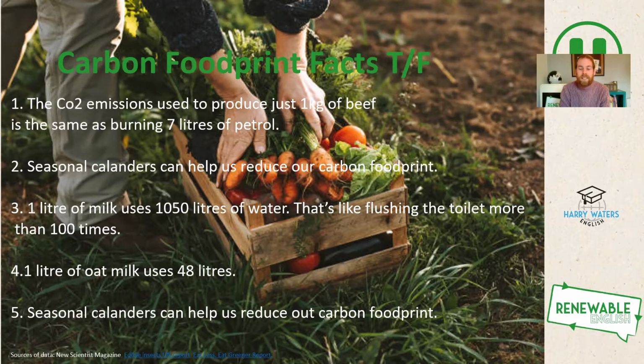Seasonal calendars can help us reduce our carbon footprint. 1 litre of milk uses 1,050 litres of water. That's like flushing the toilet more than 100 times for 1 litre of milk. 1 litre of oat milk uses just 48 litres.